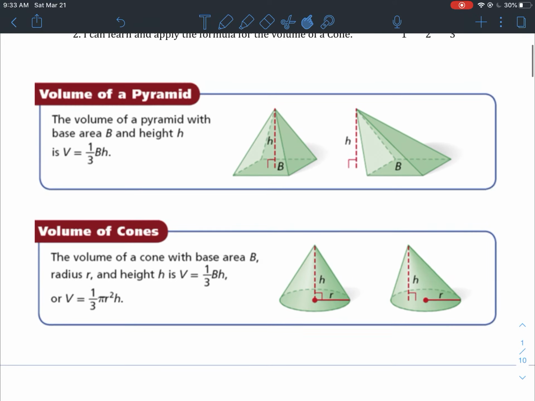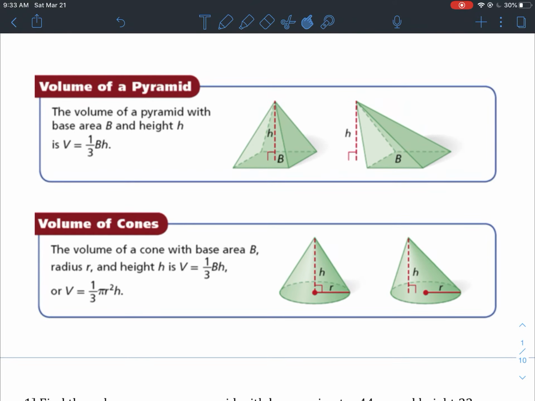You can see on the first slide here our two formulas for the day. I like to write them a little differently though. I like to write this one as BH over 3 and this one as pi r squared h over 3. The same thing, I just like to write it as one fraction instead of a fraction multiplying.